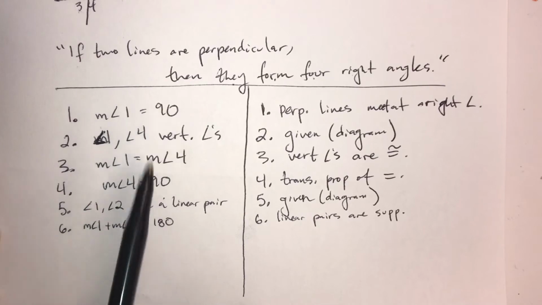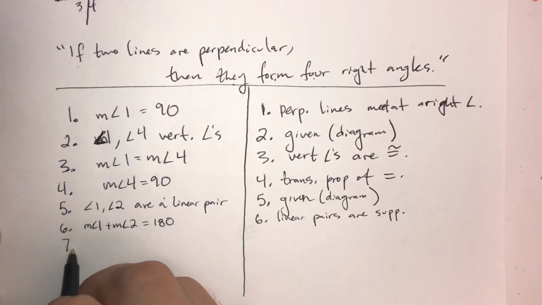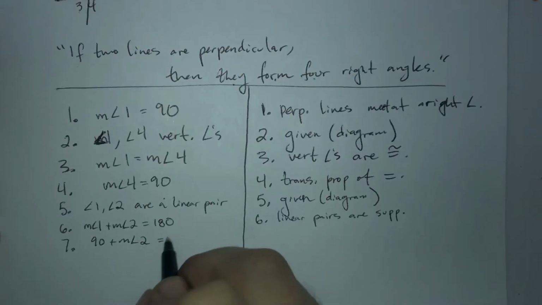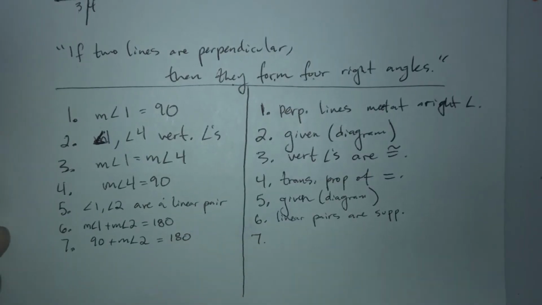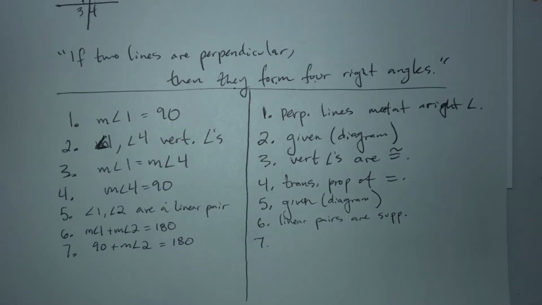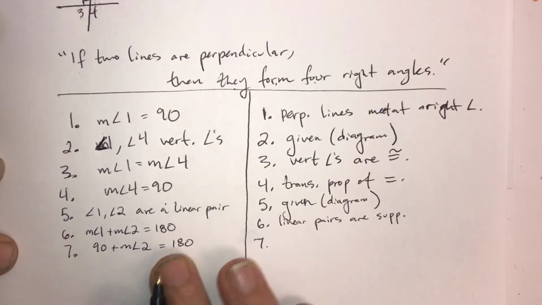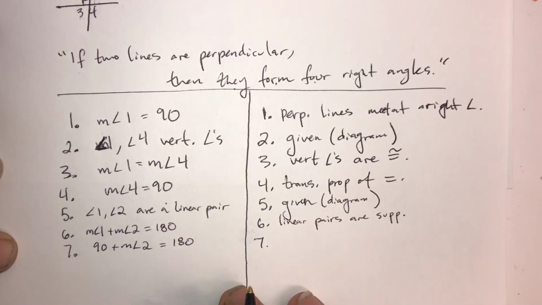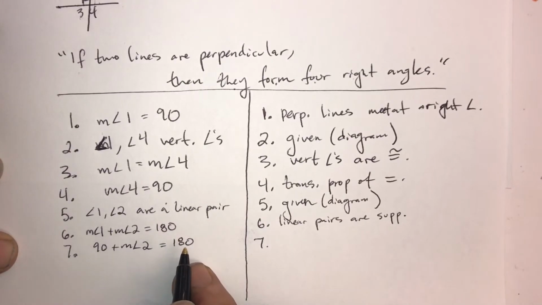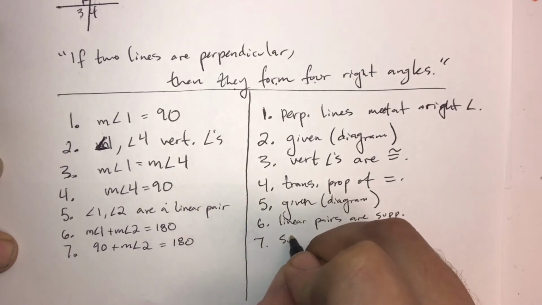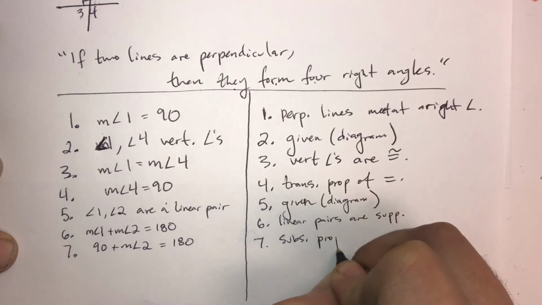And I know the measure of angle 1 is 90 degrees, so substituting that in, I get 90 plus the measure of angle 2 is 180. Let me get that light again. Then subtracting 90 degrees from both sides. Oops, I can't do that yet. How do I know that? That's substitution property of equality.